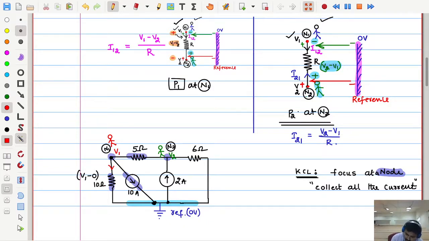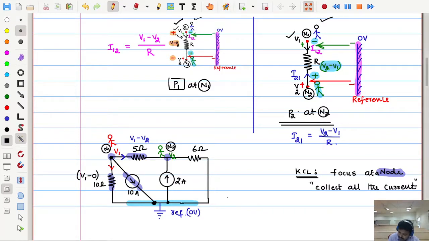What about 5 ohms? Can I say the 5 ohms voltage is V1 minus V2? Why? Because one side is V1, other side is V2. Now V1 minus V2 by 5 is the current which is leaving this node.